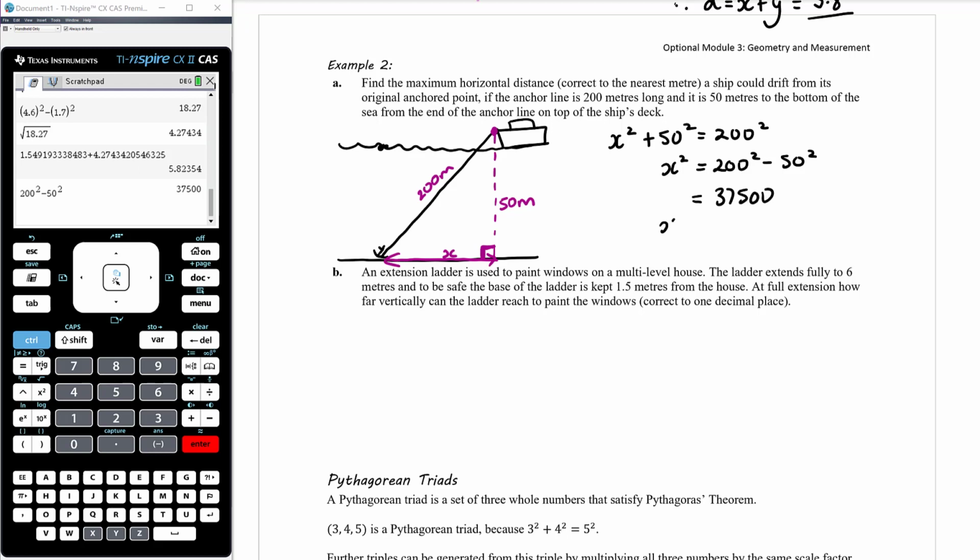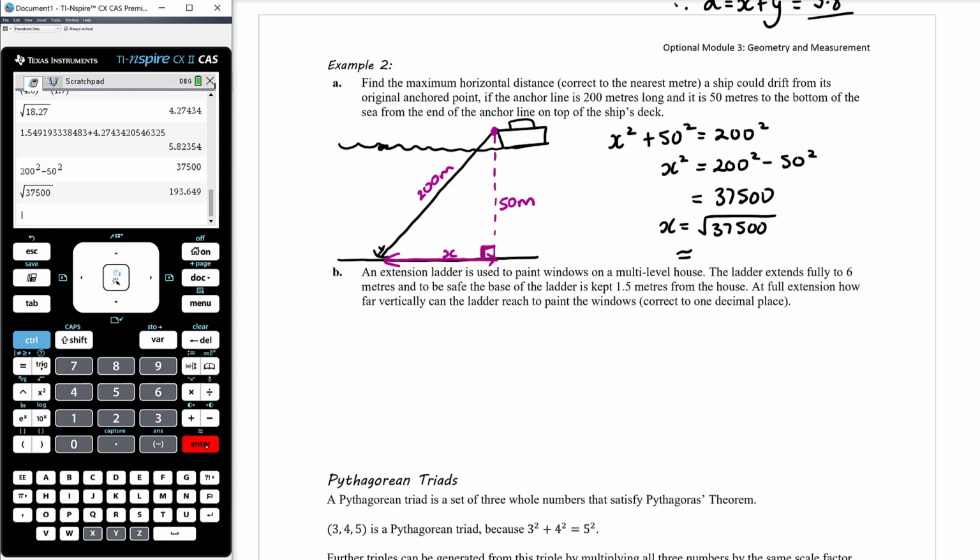So 200 squared minus 50 squared is 37,500. And so x is the square root of 37,500, which is approximately, control enter, we want our answer correct to the nearest metre. So our units here are in metres, so to the nearest metre just means rounding to the nearest whole number, so that's approximately 194 metres. So the ship could drift up to 194 metres away from the point where it dropped the anchor and still be anchored.